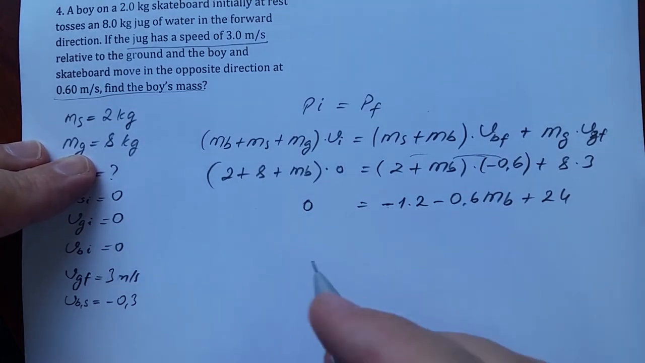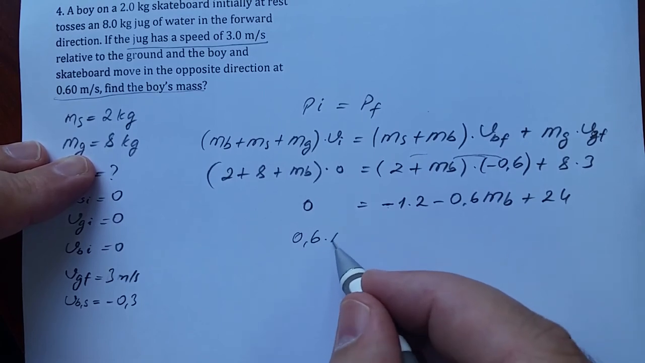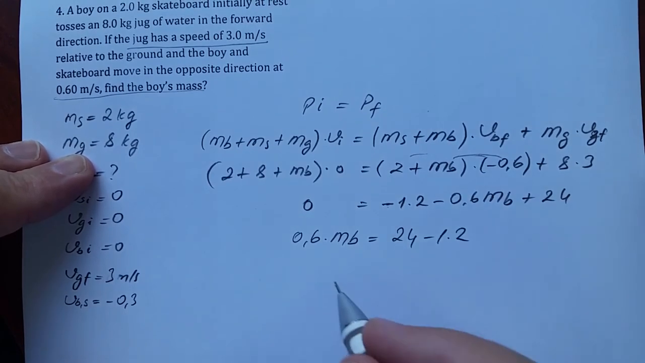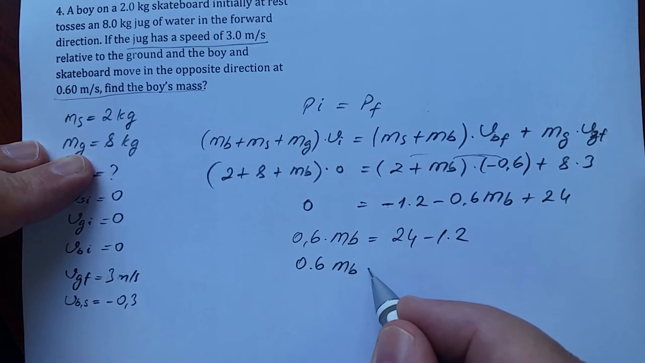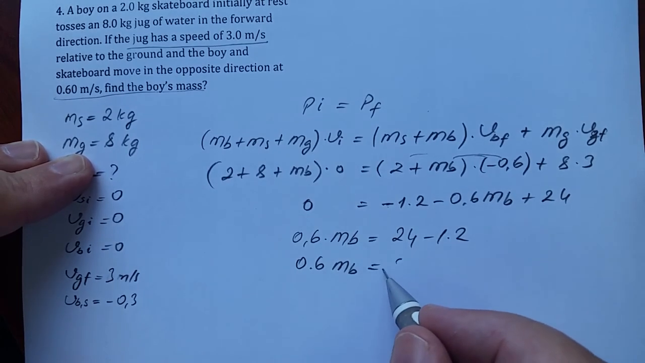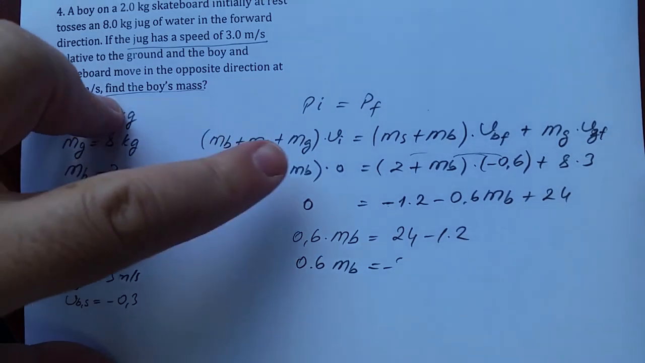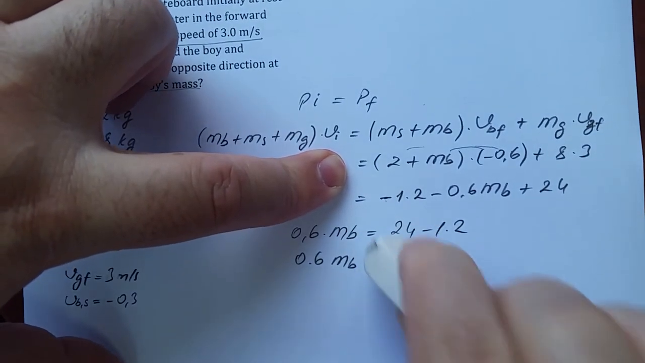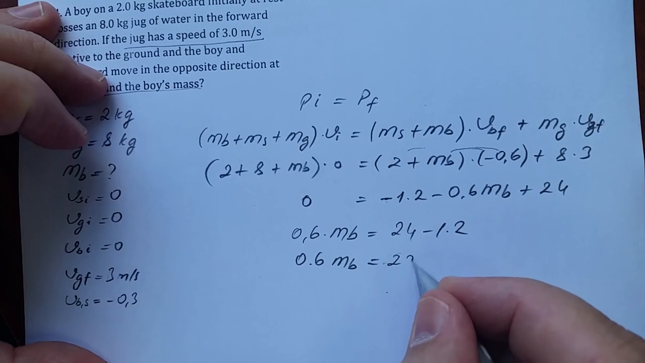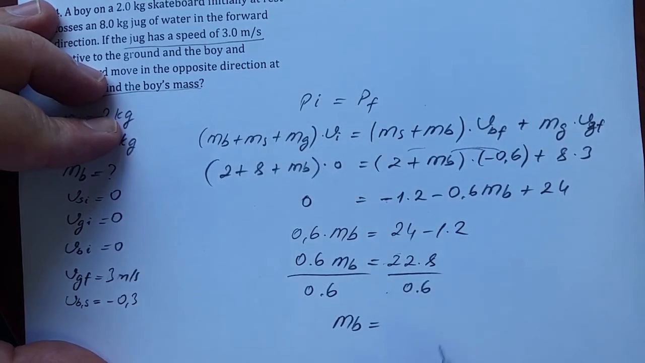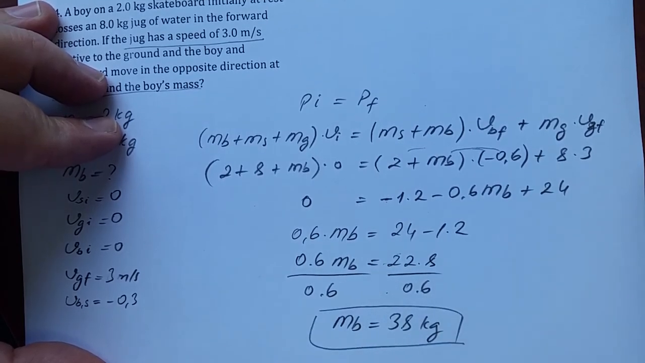So let's take the mass of the boy to the other side. 0.6 multiplied by the mass of the boy is equal to 24 minus 1.2, so 0.6 mass of boy will equal 22.8. If you divide each side by 0.6, then we get the mass of the boy as 38 kilograms. That's the solution.